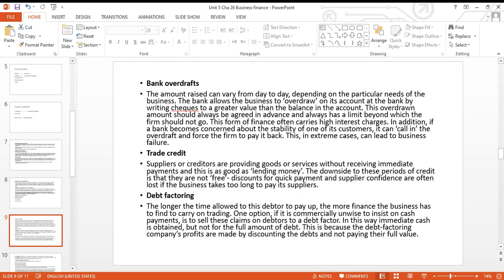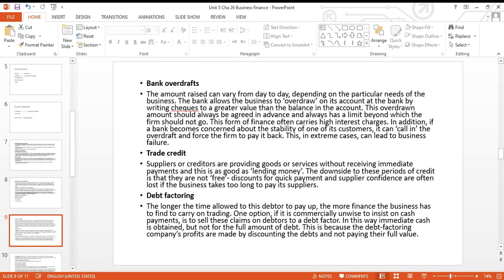Instead of borrowing money from the bank and then giving that money to trade creditors and buying the goods from them, that does not happen. This becomes a spontaneously generated form of finance. It happens in the regular course of the business.